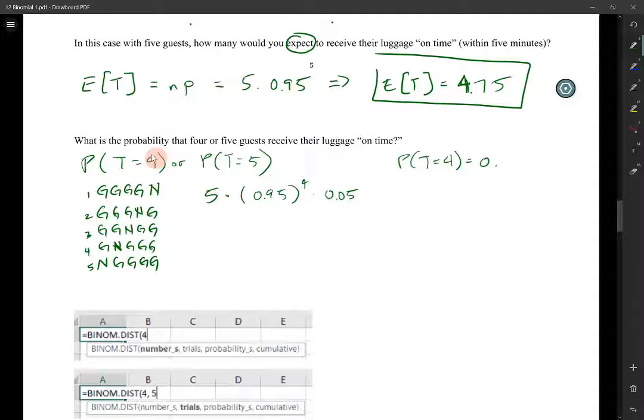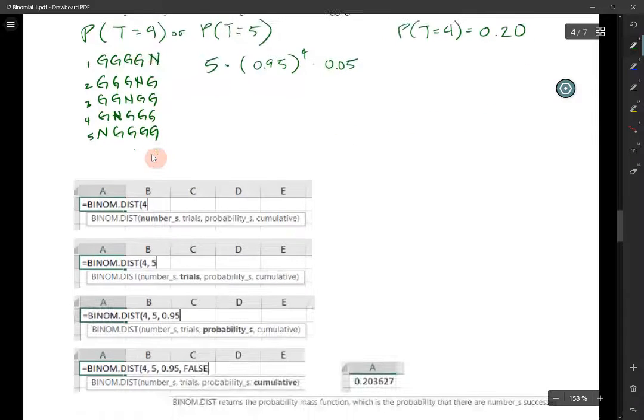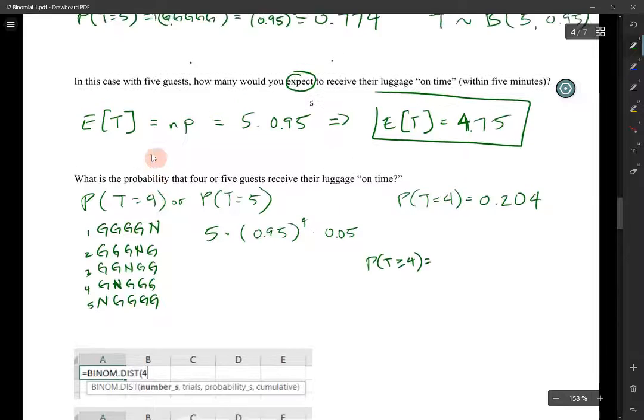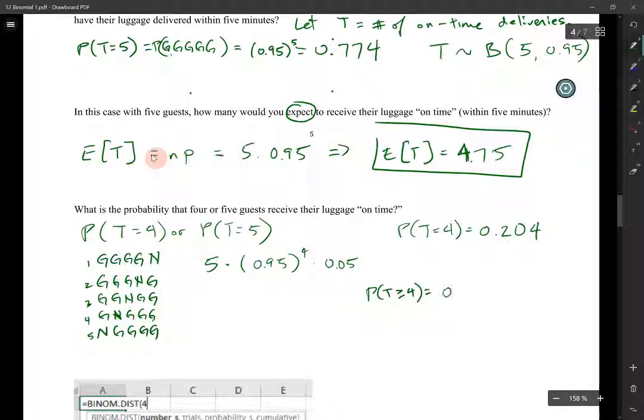2036, I guess. Let's just keep it to 3 places, 0.204. We'll just round it to 3 places. Okay, so the answer, right? P(t ≥ 4), I guess we'll just say greater than or equal to 4, is equal to this 0.774, right, from before, plus this 0.204.